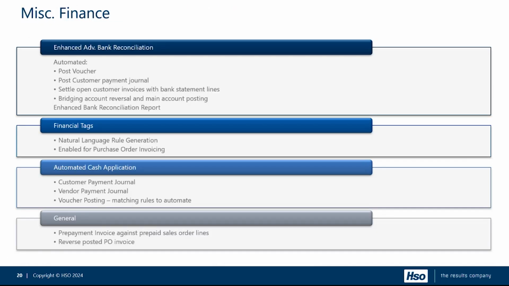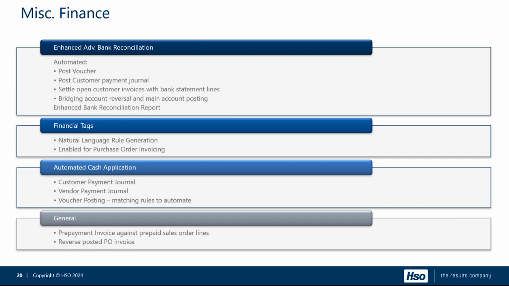Some miscellaneous finance bits. So the advanced bank reconciliation has already been released. But in future, in the next release, it will automate all the things you can see there. So posting vouchers, posting customer payment journals, open invoices, settlements with the bank statement line. So if you import your bank statements, it can treat that as a payment you can see. Let's match those off against the invoices. And bridging account reversal and main account posting.